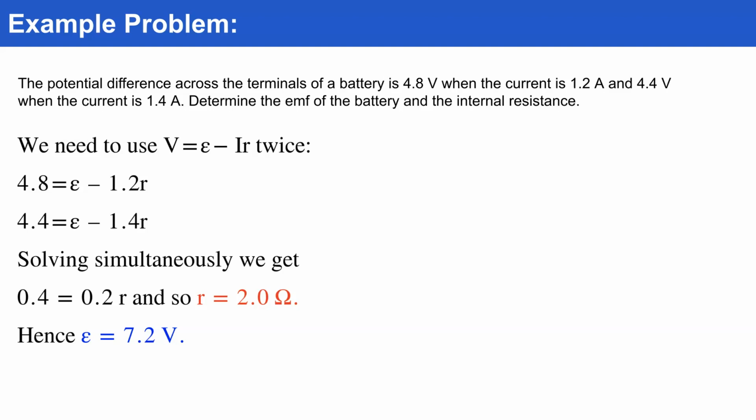4.8 equals epsilon minus 1.2r. 4.4 equals epsilon minus 1.4r. Subtracting the bottom equation from the top equation, we get 0.4 equals 0.2r, so r equals 2.0 ohms. And then to find the EMF of the battery, we can simply plug in r, little r, into any of our equations that we want and get a value for epsilon.